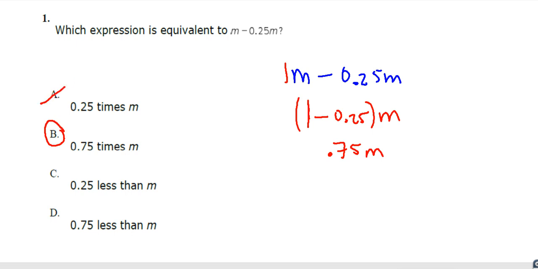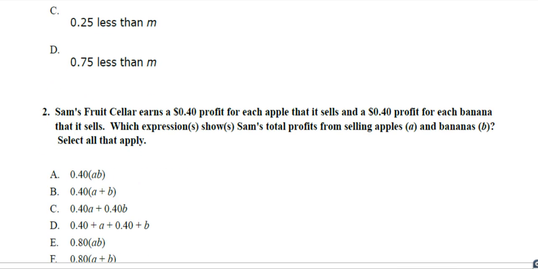So 0.75m is 0.75 times m. 0.25 times m is not right. 0.25 less than m, no, because you'd have to have 25% of m. Yeah, these wouldn't be accurate. 0.75 less than m, no. The only one that makes sense is 0.75m. And clarification, which expression? Singular, only one correct answer. So we're in good shape there.